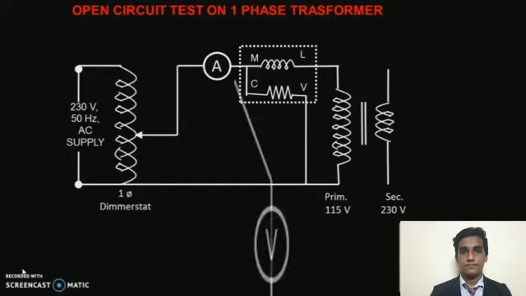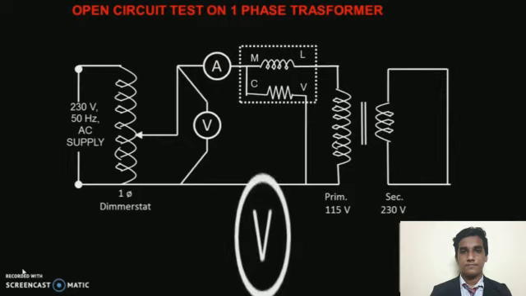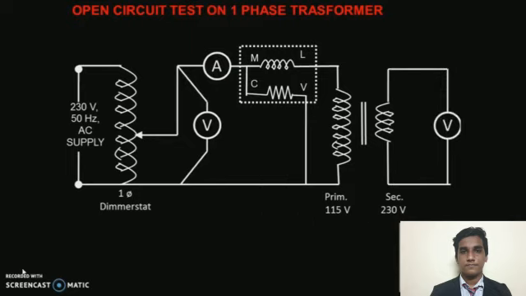Now we have to keep the secondary winding open circuited. As the secondary side is open circuit, we connect a voltmeter. The internal impedance of the voltmeter is maximum, so the current flowing through the voltmeter is 0. It means that by connecting the voltmeter, the secondary winding is as good as open circuited.